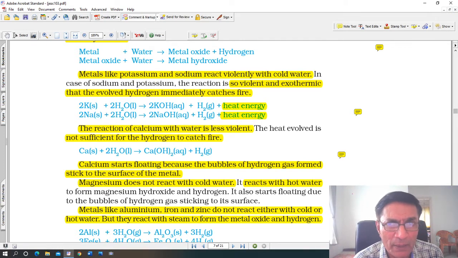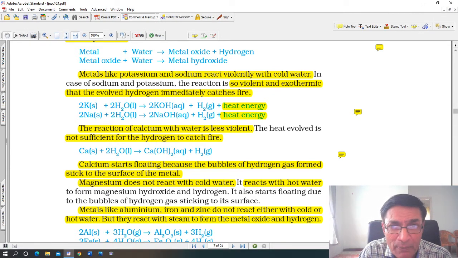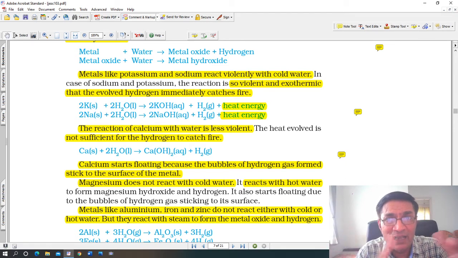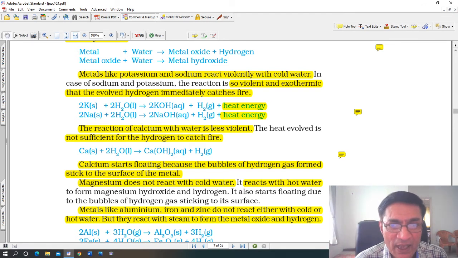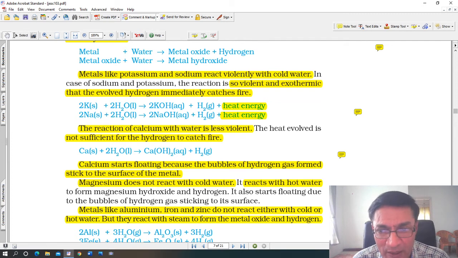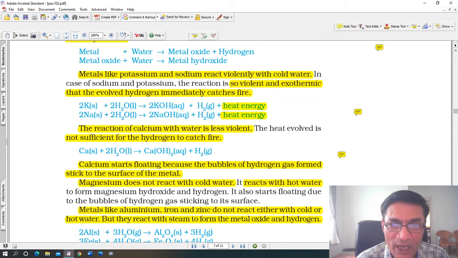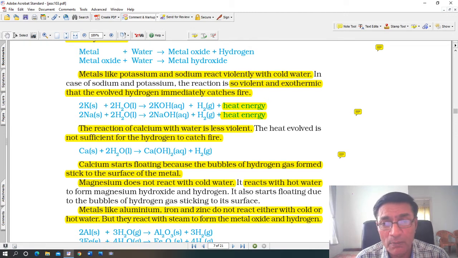It is exothermic, but not so much. Therefore calcium will not catch fire, hydrogen will not catch fire. There will be bubbles of hydrogen gas. They will lift the calcium out, and calcium will stick to it. The reaction of calcium and water is less violent. The heat evolved is not sufficient for the hydrogen gas to catch fire, but the calcium starts floating because the bubbles of hydrogen gas formed stick to the surface of the metal.